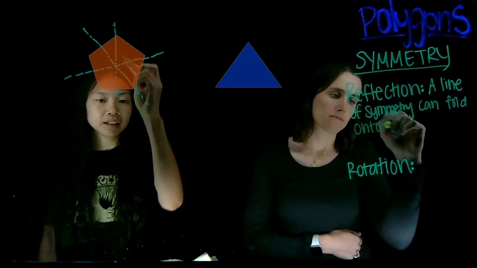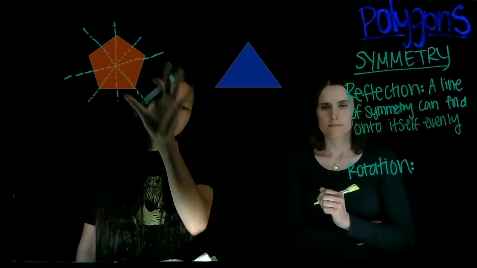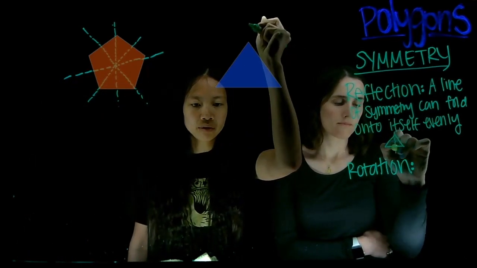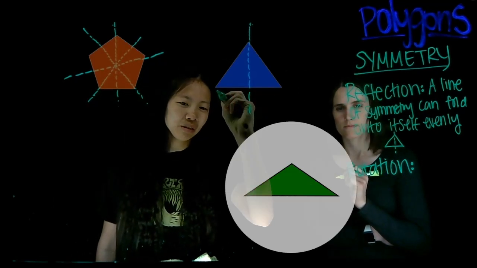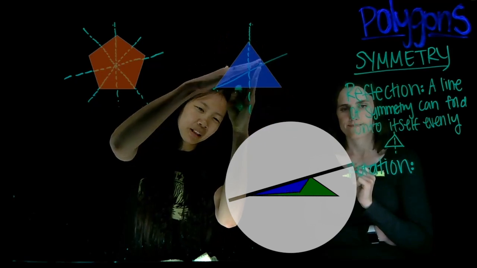This pentagon here looks like it has 5 lines of reflection, because I can draw 5 lines of symmetry for it to fold onto itself. Let's take a look at this triangle here. I know I can fold it this way, and that would be a line of reflection. I don't think I can go this way, because if I did try going this way, it doesn't quite match up. It's a little off from each other.